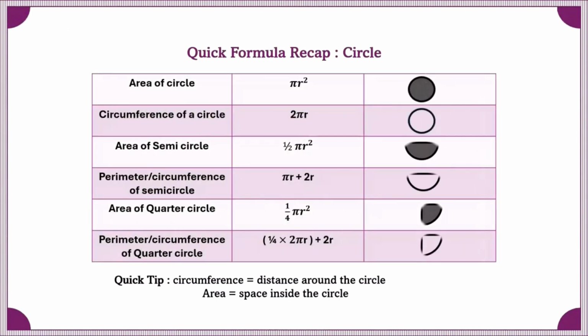Since this question is all about circles, here's a quick formula recap about circles. Here's a quick tip. Circumference is the distance around the circle, while area is the space inside the circle.